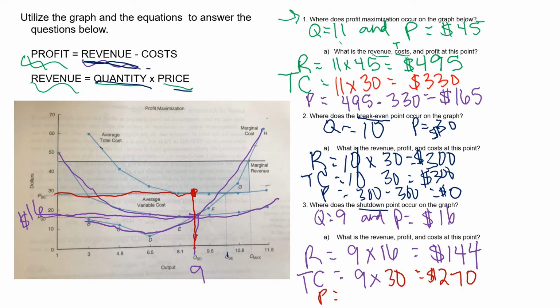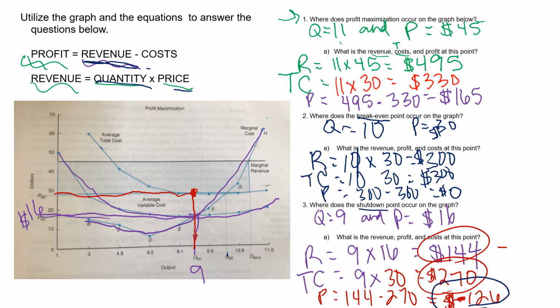Profit equals revenue minus costs. So 144 minus 270 is negative 126. So we're losing money at this point. Negative $126. Okay, so the profit is negative, losing money. Okay, so that's how you would look at a graph and calculate some of those numbers.